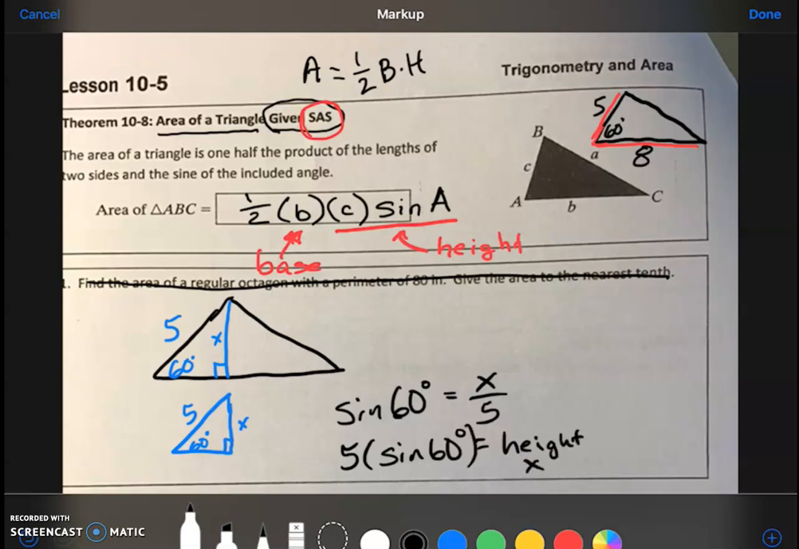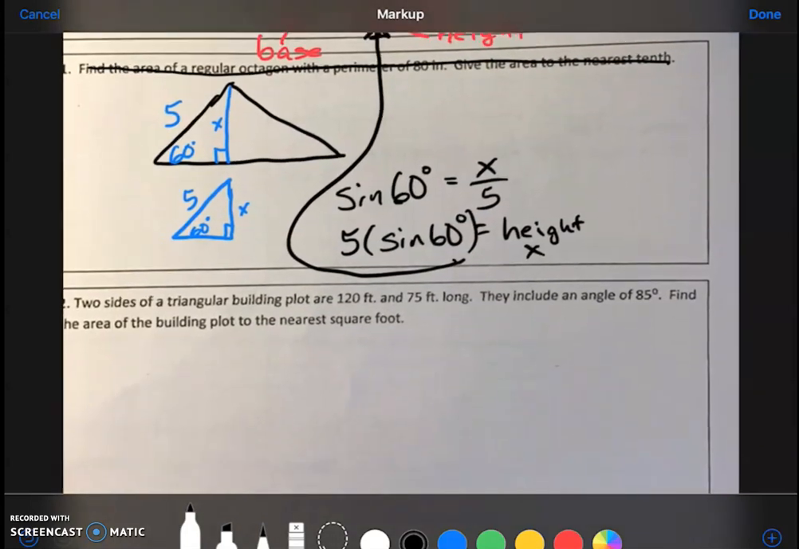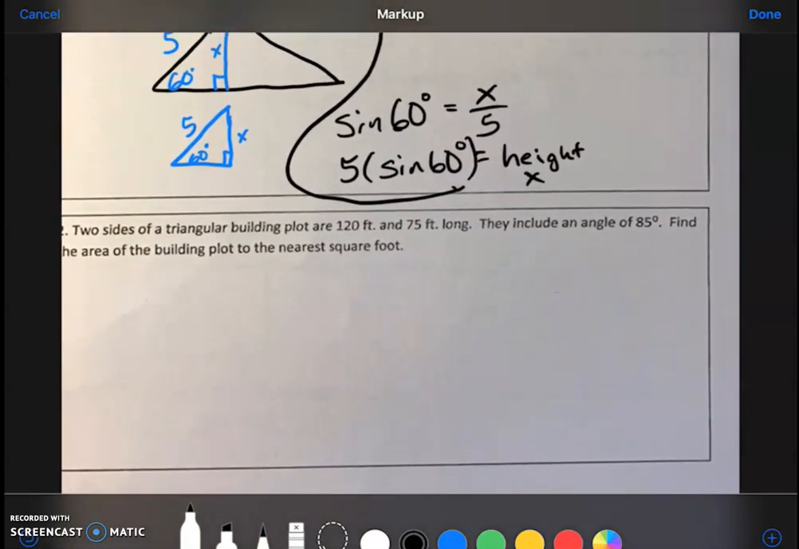And if you'll notice, this 5 and the 60 is right here in the original equation. The side length C and the sine of A together create the height. All right, and that's how this formula works. Let's actually use it on a problem here at the bottom.